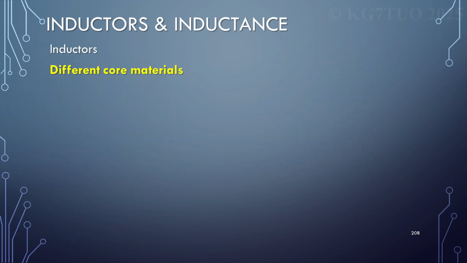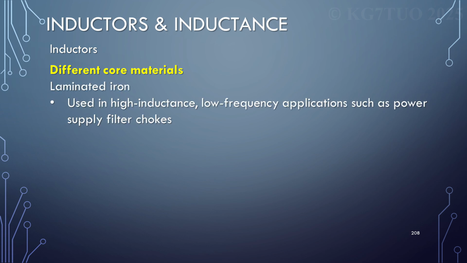They have different core materials, so you get a, do they call it a mixture or a composition? Composition or mixture or whatever, there's so many ways of phrasing that. They're made out of different materials, and based on what the material is, affects the way it reacts. Different core materials: laminated iron is used in high inductance, low frequency applications such as power supply filter chokes.